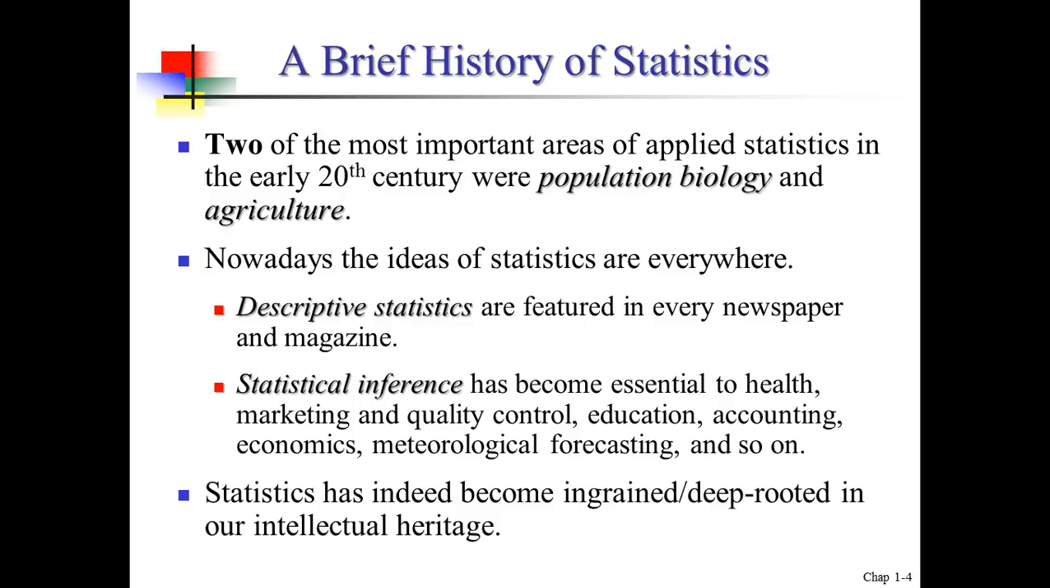Two of the most important areas of applied statistics in the early 20th century were population biology and agriculture. So in the early 20th century, statistics was used in two main sectors. Population is about people: male, female, birth, death, marriage, migration, or sometimes work as well. And also agriculture, because in that century, agriculture was very significant compared with the others. Developed countries right now were developing countries at that time, based on agriculture, because agriculture played an important role in running the economy. But now those countries have become developed, so agriculture is not as significant; industry and service are more significant.